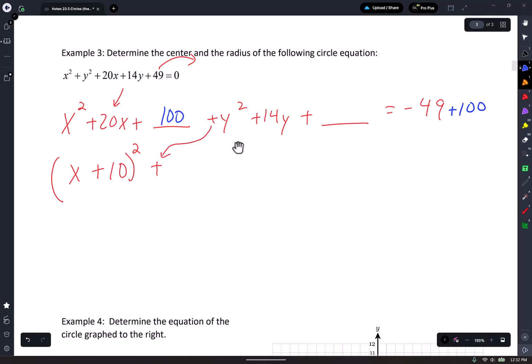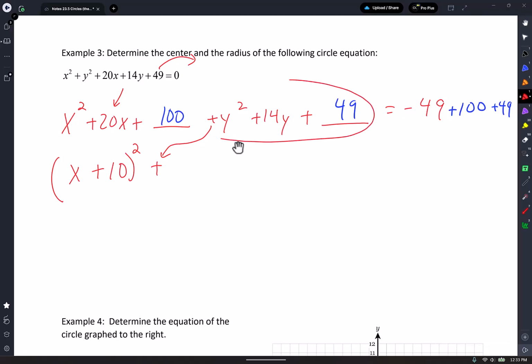Tell me, what am I doing here? What do I divide by 2? 14 divided by 2 is what? 7. And what do I do with that 7? What's 7 squared? 49. I put a plus 49 there. Whatever I do to one side, I do to the other. Are we still okay? These 3 terms will reduce to what? Y plus 7. Yes, perfect. There it is. That's the whole thing.